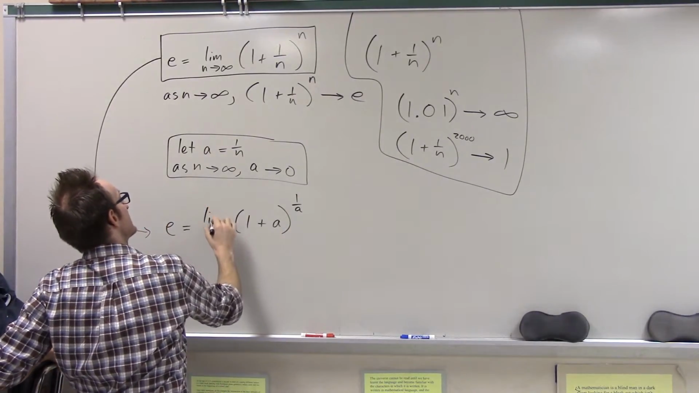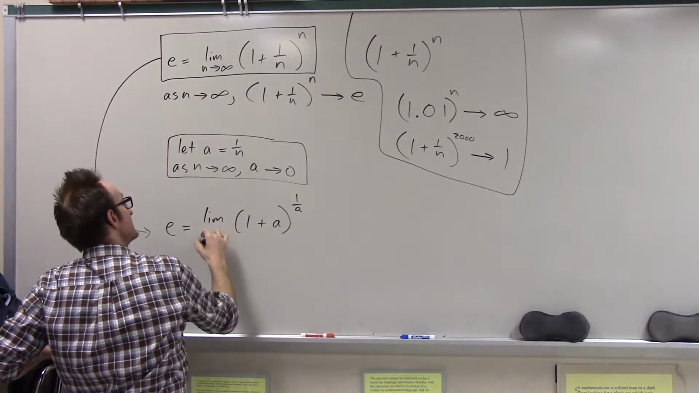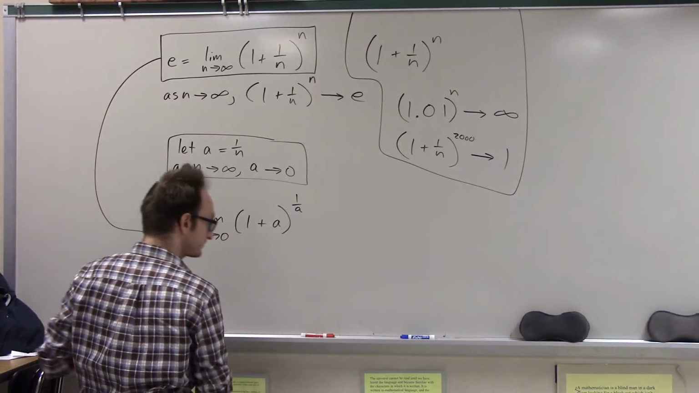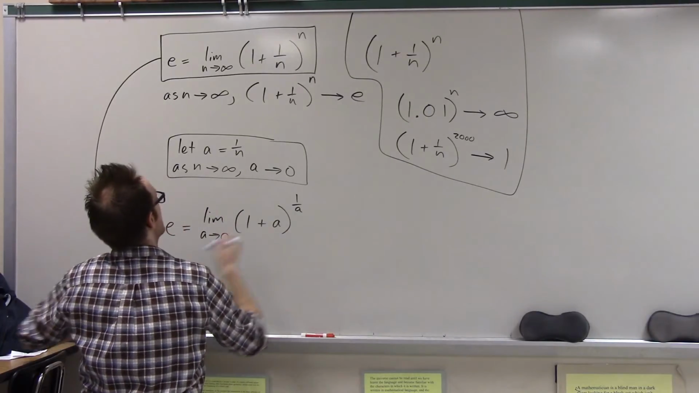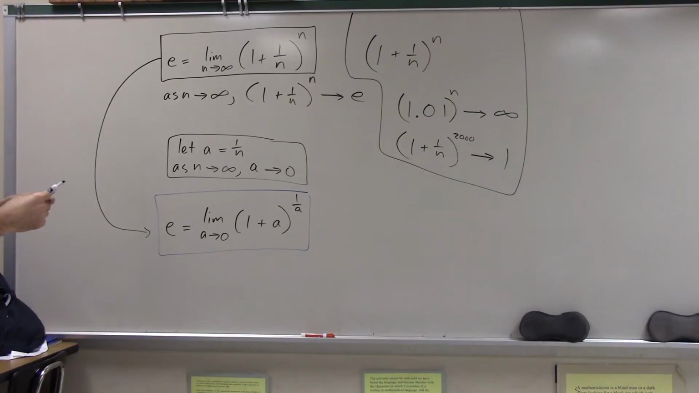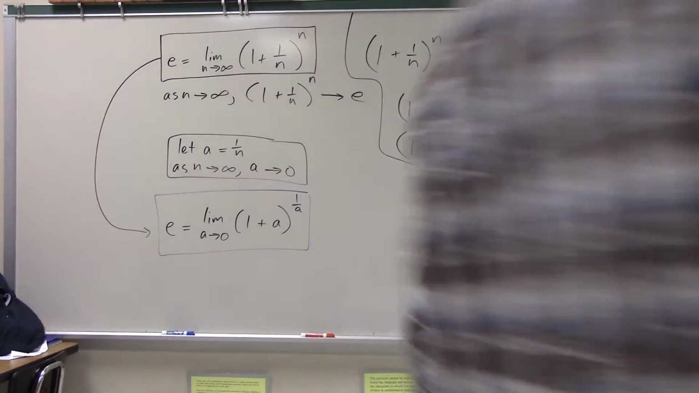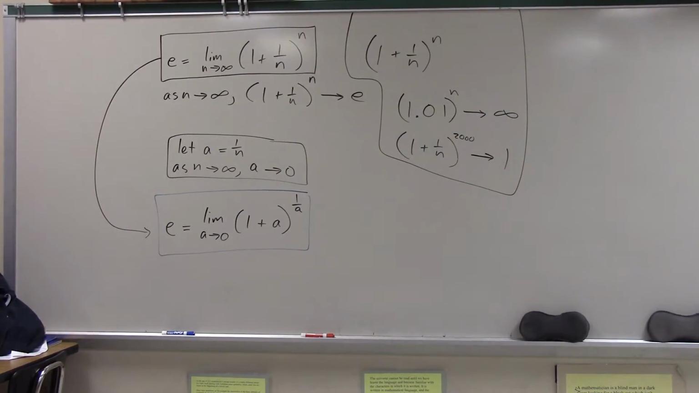And instead of taking the limit as n goes to infinity, now a is going to 0. And so this is an alternative definition of e. Both of these are useful. Okay, last thing to wrap up this Precalc B review involves the so-called continuous compound interest formula.